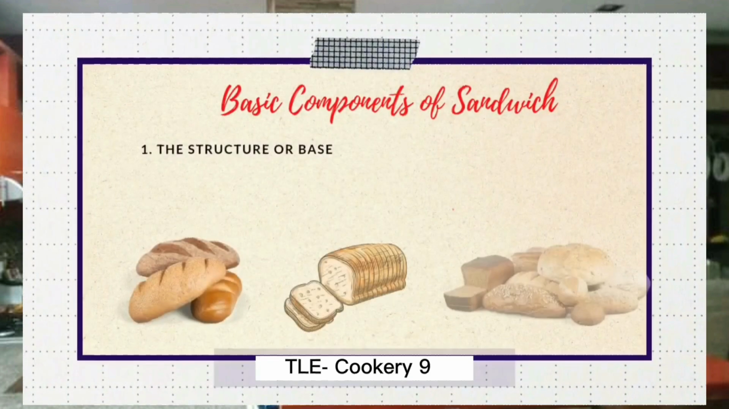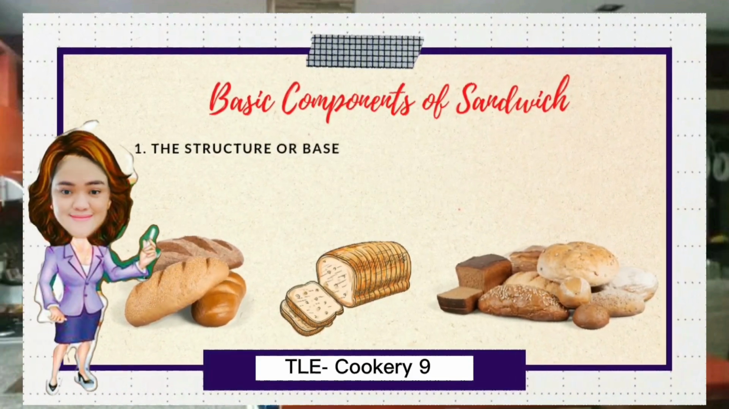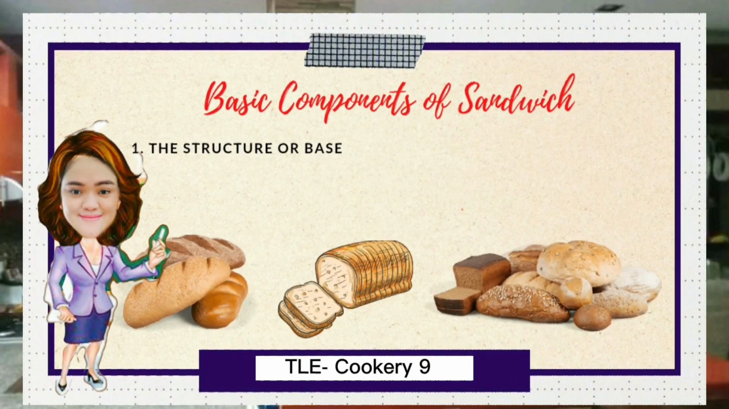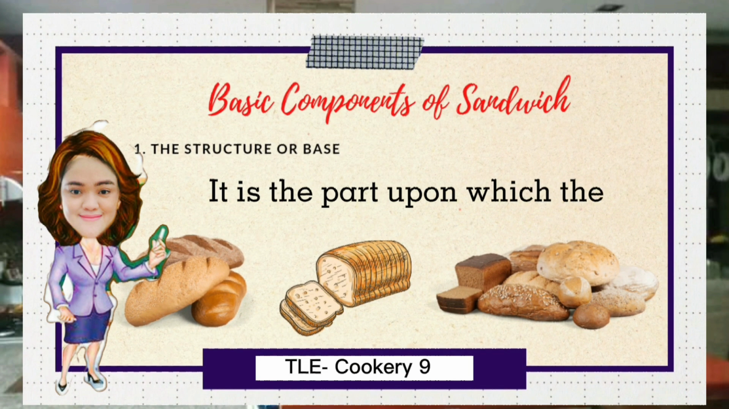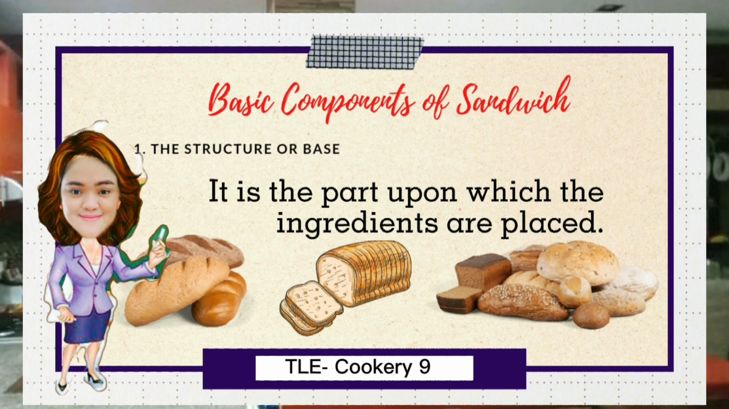To start our lesson, we have 3 basic components of a sandwich. 1. The structure or base. It is the part upon which the ingredients are placed. It consists of some form of bread or dough product that is whole or sliced.